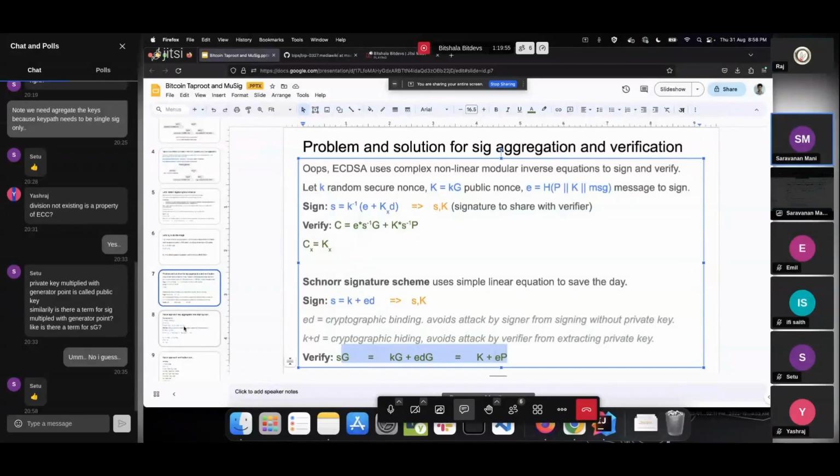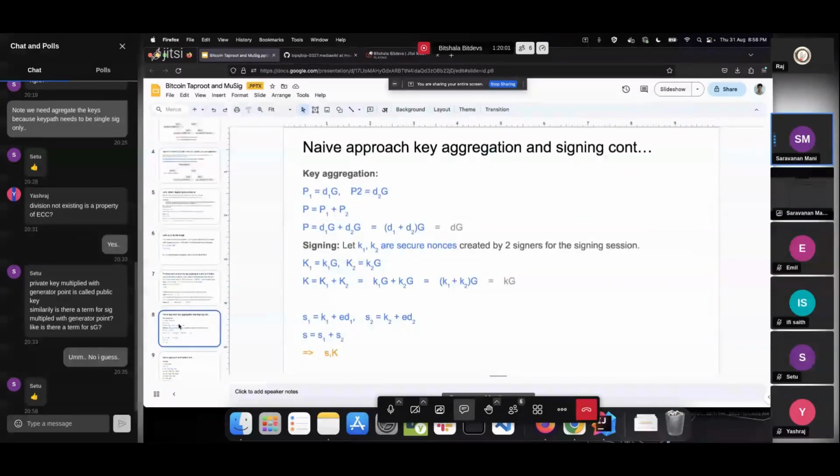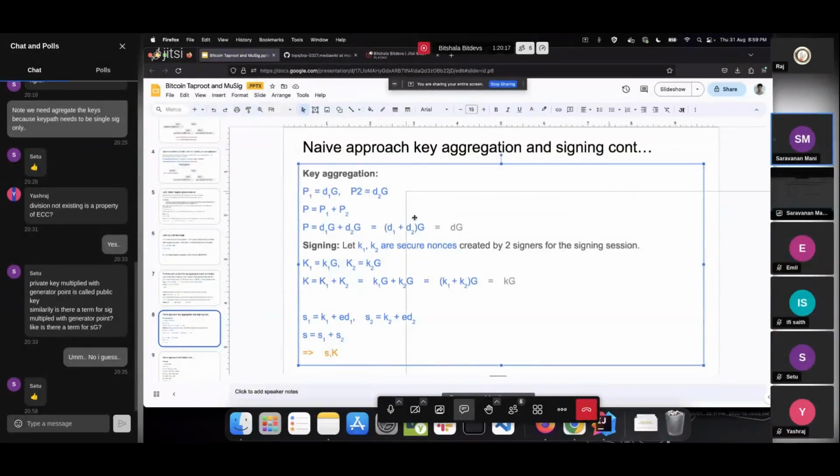Okay, so moving to the next part. Now we understood what a Schnorr signature is. Let's continue with our key aggregation, signing and verification again, because with ECDSA we couldn't do signature aggregation. So let's try to use Schnorr here to do the same. The key aggregation is again the same, just the D1G, D2G, copy pasted here. Nothing special.